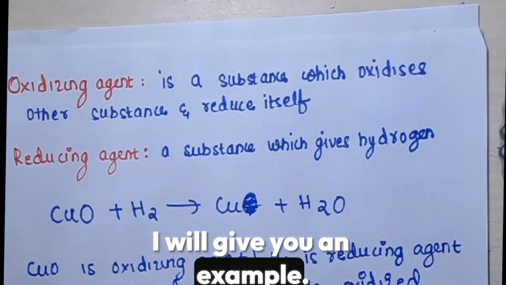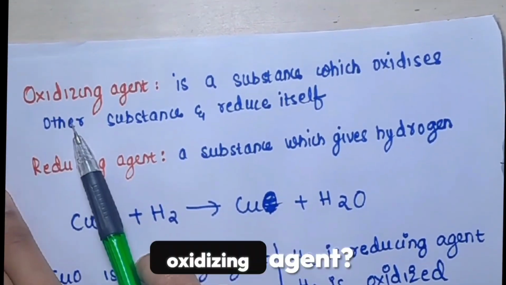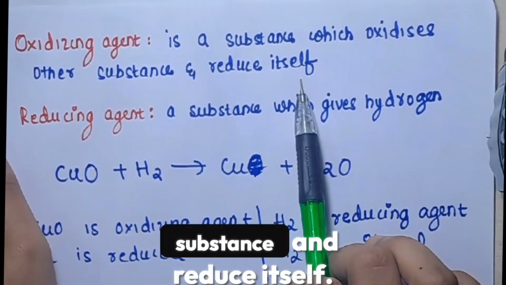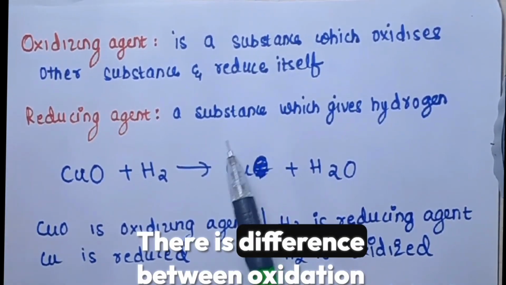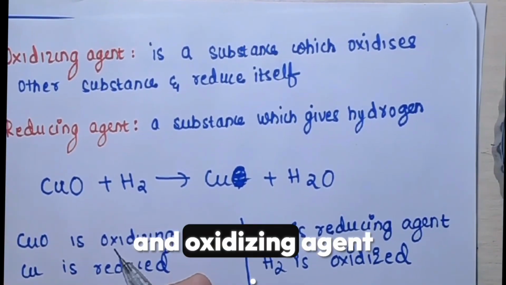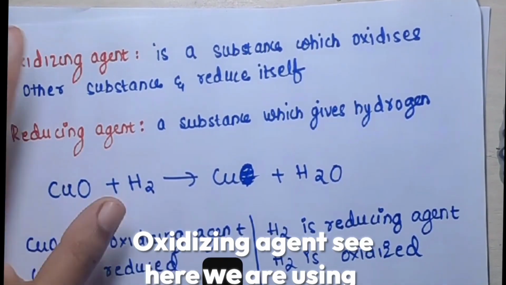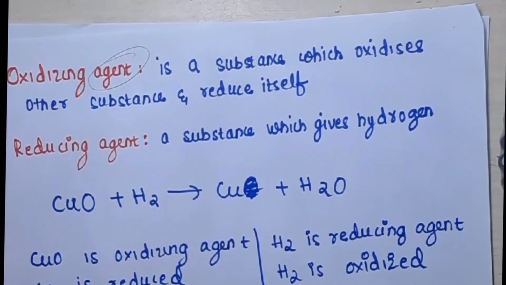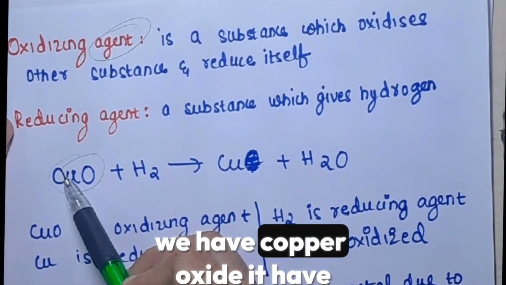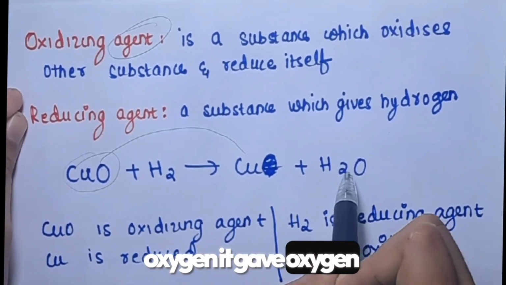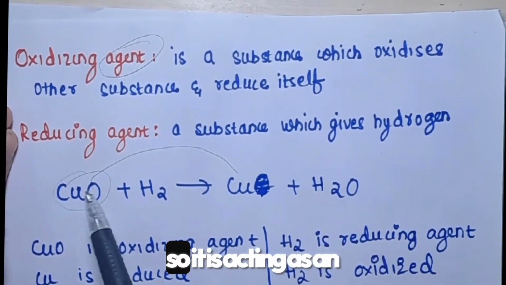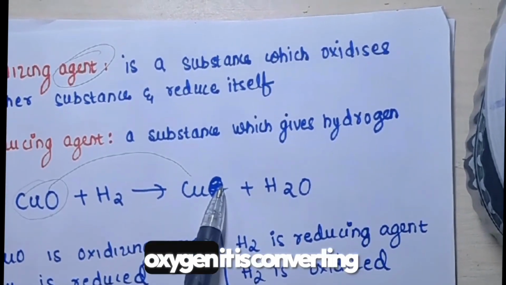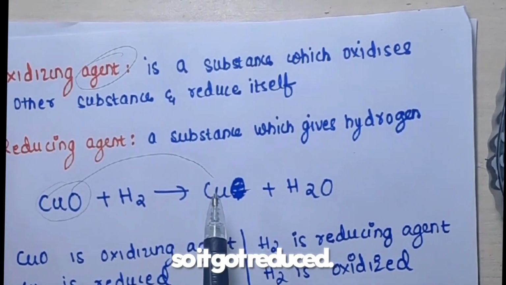I will give you an example. What is an oxidizing agent? An oxidizing agent is a substance which oxidizes the other substance and reduces itself. There is a difference between oxidation and oxidizing agent. See, here we are using the word agent. Agent means it gives oxygen and it will get reduced itself. I'll give you an example. See here we have copper oxide. It has oxygen. It gave oxygen to hydrogen, so it became water. So it is acting as an oxidizing agent and it is getting reduced because it is losing oxygen. It is converting into Cu, so it got reduced.